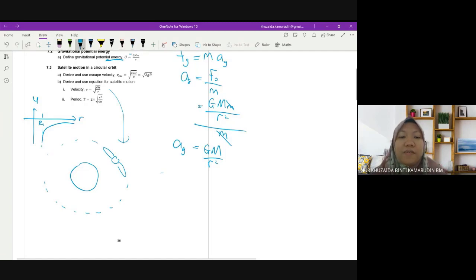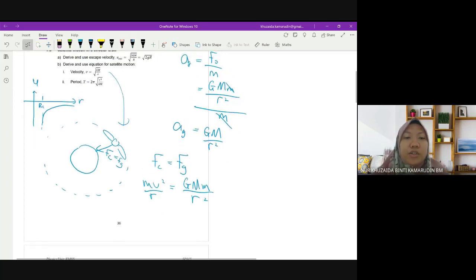Okay, so we have Fc is equals to Fg over here. The centripetal force, okay, we know that object yang bergerak dalam circular motion, you akan ada centripetal force, and this centripetal force is provided by gravitational force. Okay, that's why we have Fc equals to Fg. Okay, from here kita boleh dapat equation velocity. So mv square over r equals with Gmm over r square. Okay, betul.